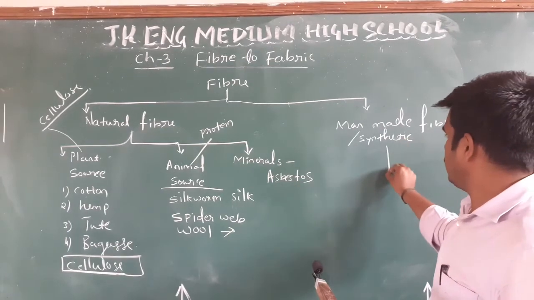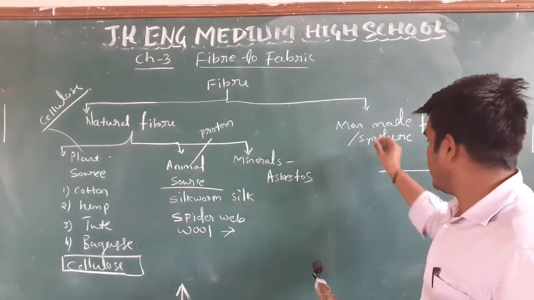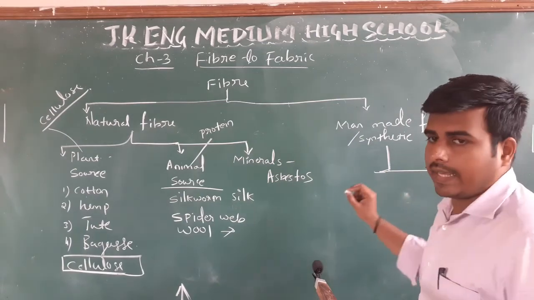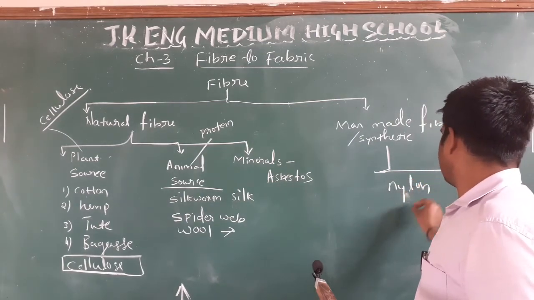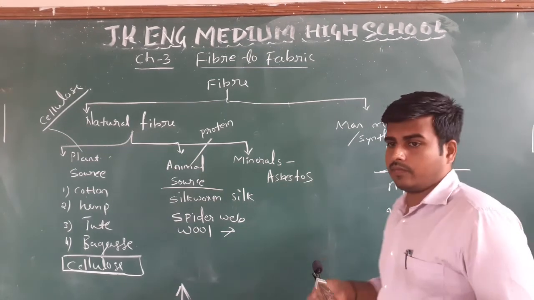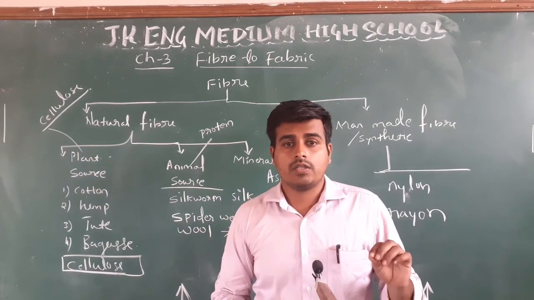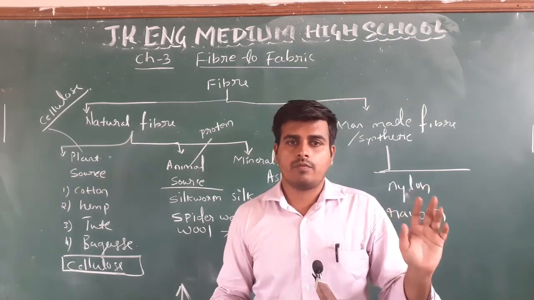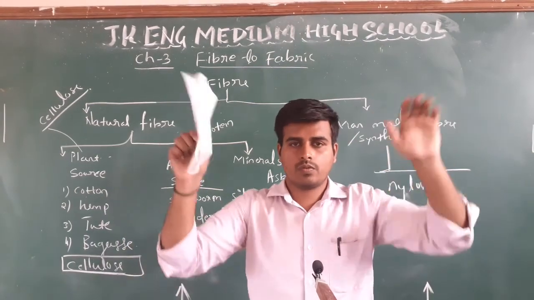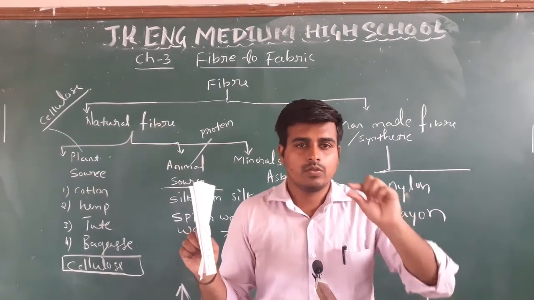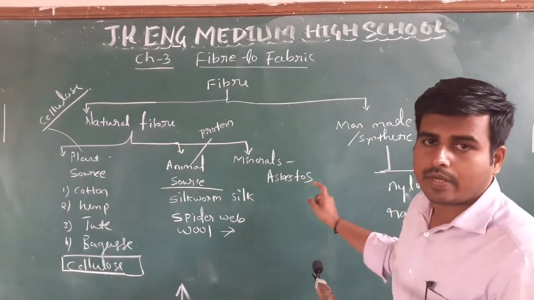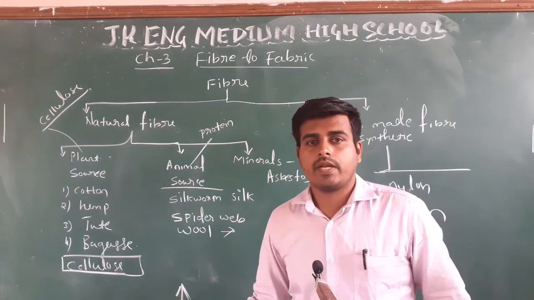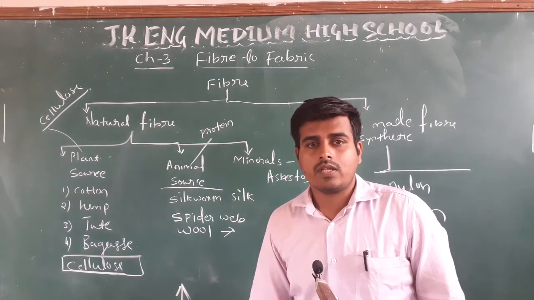Man-made fibers you will learn in the upcoming classes, in 8th, 9th or 10th. Examples for man-made fibers are nylon and rayon. Nylon is the thread or rope which you use in your home to dry the clothes after washing. Those ropes are made from nylon. This nylon is made by humans using some chemicals. Some sheets are made from rayon. These are the man-made or synthetic fibers.